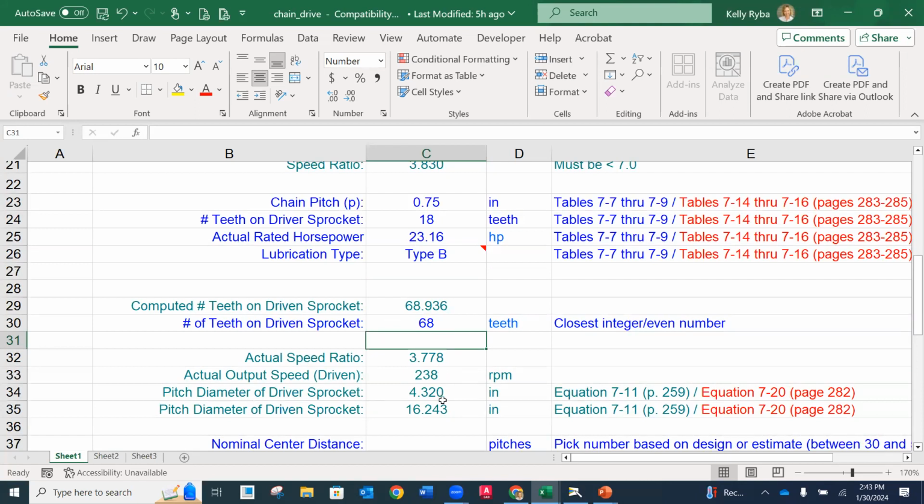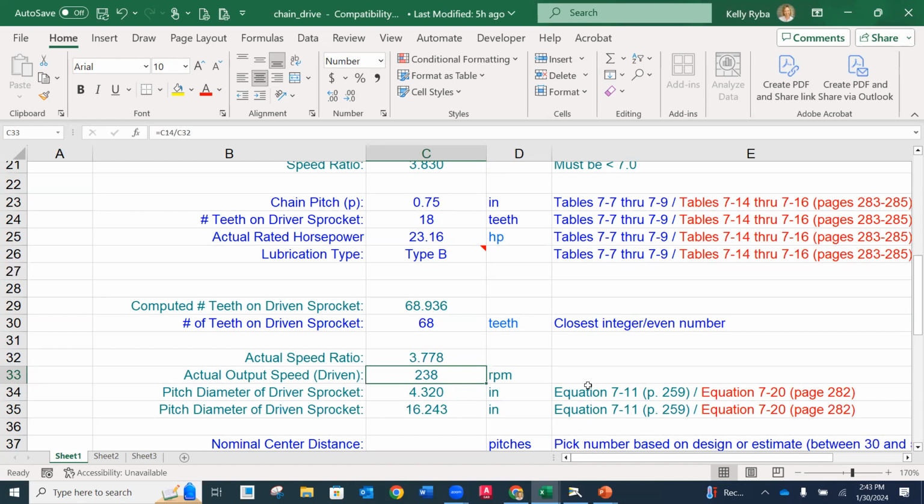Okay. And we'll look. If I put 68 in, I want to go down to my actual output speed. And I want to check, is this in between the numbers that they wanted me to be in? So is it between 230 and 240? Is that what it was originally? Yeah.